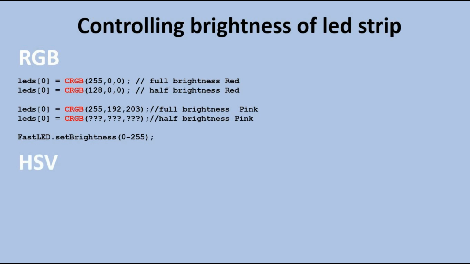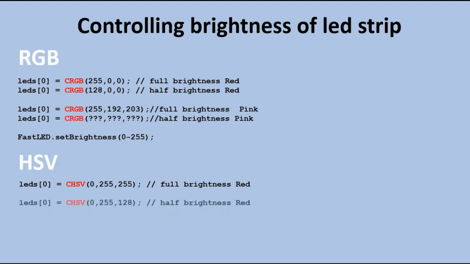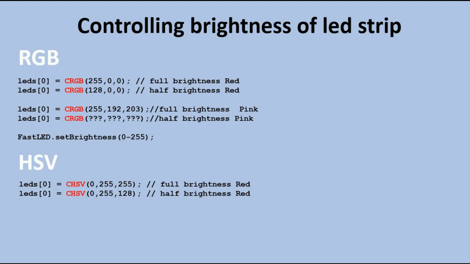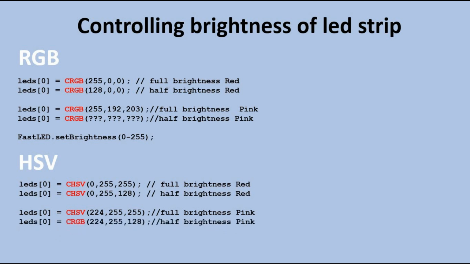With HSV, it is so much simpler. Here is a command to display first LED red at full brightness and then at half brightness. The third byte controls the brightness of LEDs, so there is no problem to perform the same action for pink color or any other color from a rainbow color space for that matter.